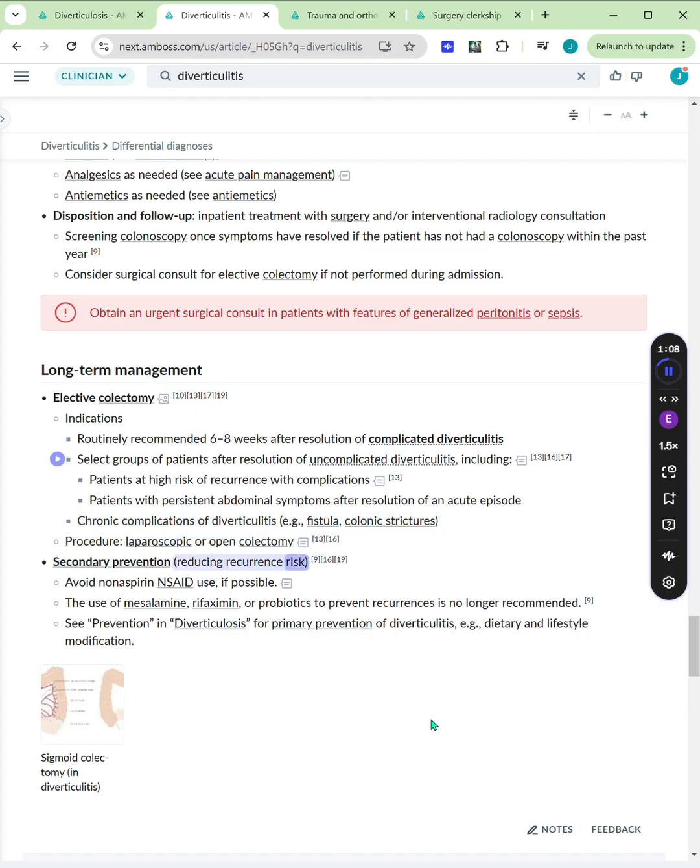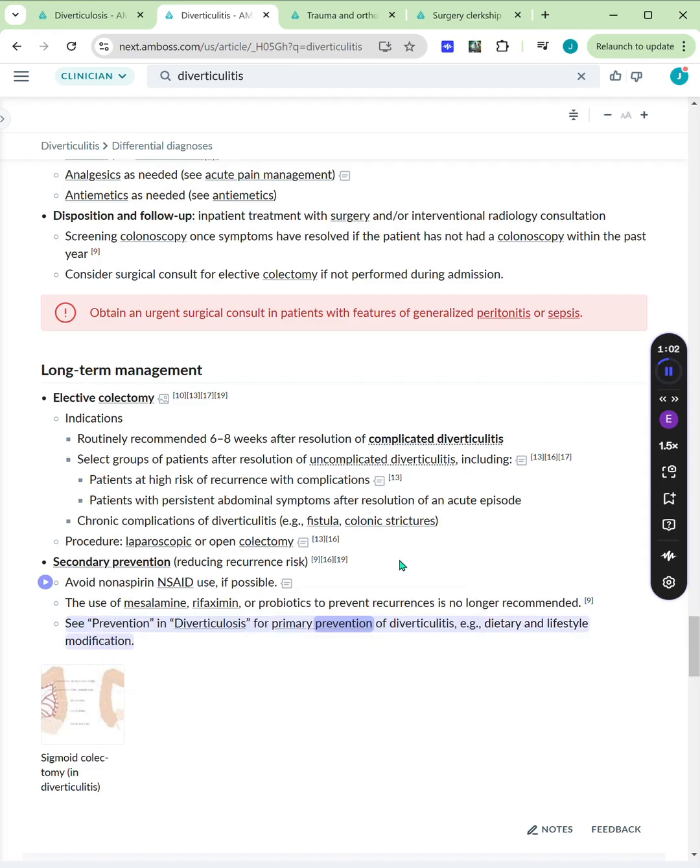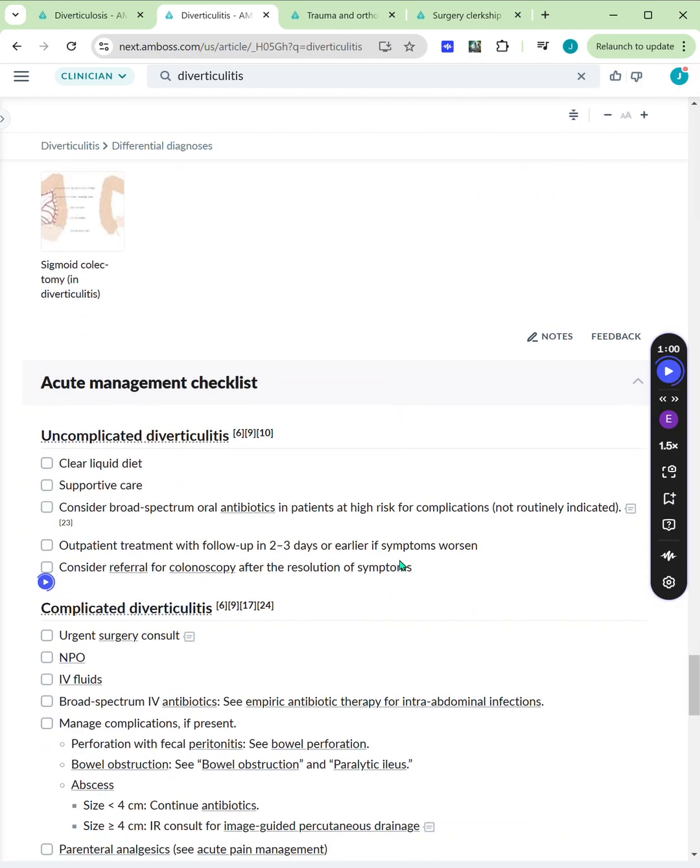Secondary prevention, reducing recurrence risk: avoid non-aspirin NSAID use if possible. The use of mesalamine, rifaximin, or probiotics to prevent recurrences is no longer recommended. See prevention in diverticulosis for primary prevention.